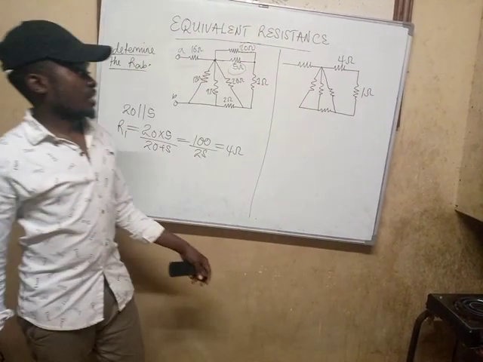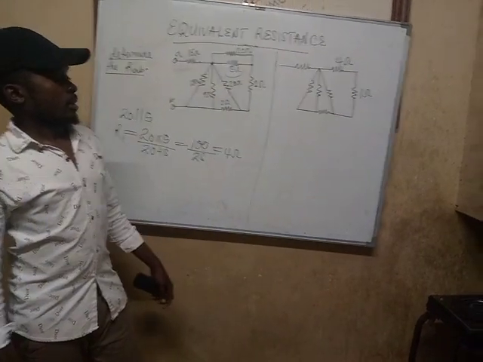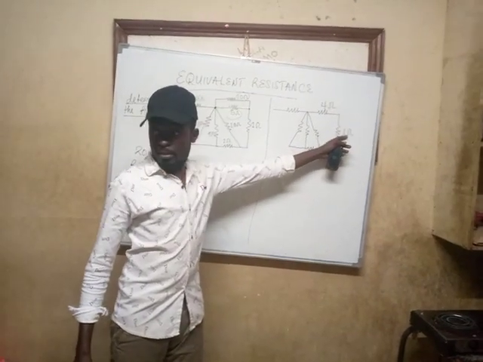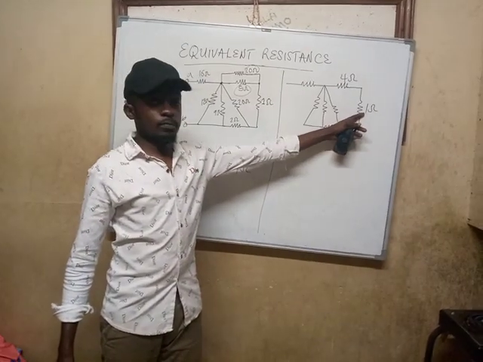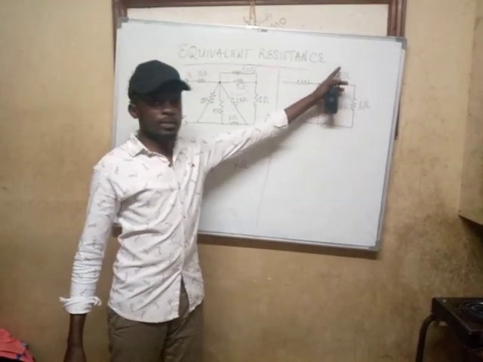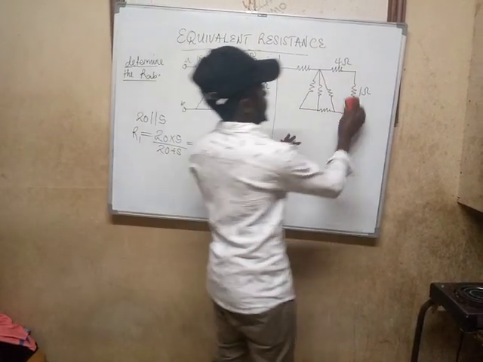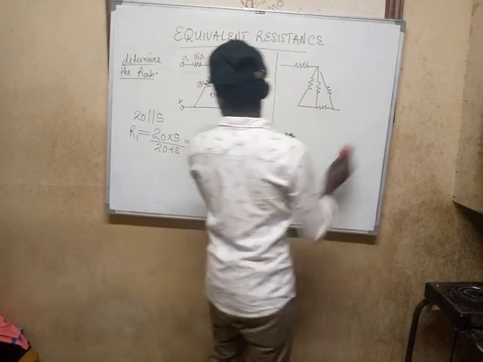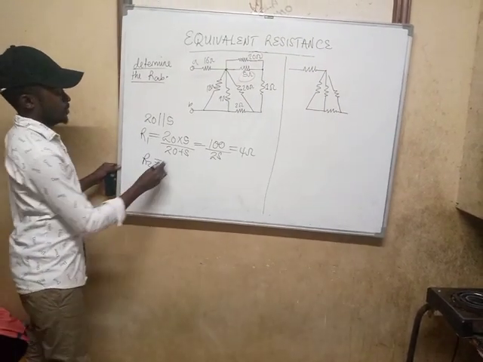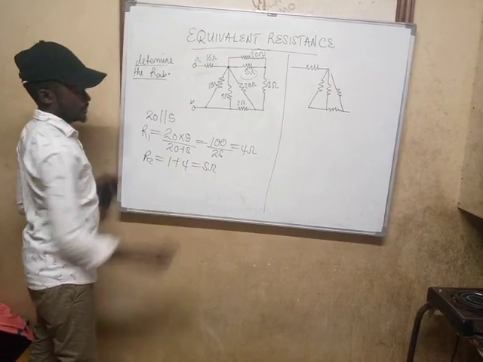Now guys, before we can go any further, this 4 ohm resistor is in series with the 1 ohm resistor. So we can add these two according to the rule of series arrangement, so that we have a single resistor of 5 ohms. What we are saying is we have now R2 of 1 plus 4, which is equal to 5 ohms.